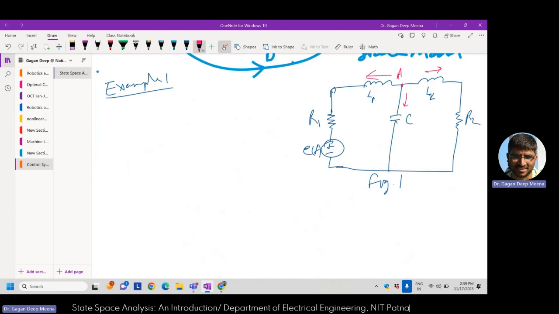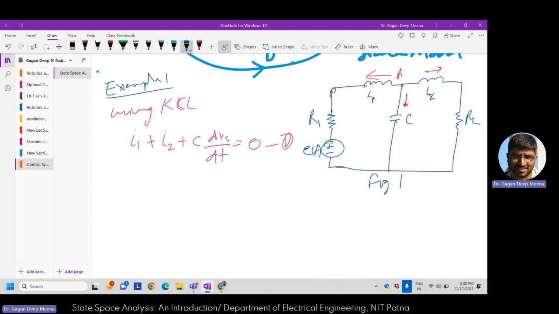Using KCL in this figure, I write the equation: I1 plus I2 plus C dVc by dt, and that's the current through this capacitor, is equal to 0. So by using Kirchhoff's current law, I can write this equation. And by looking at this equation number 1, I can now think of the state variables.